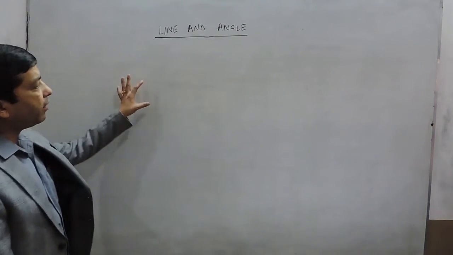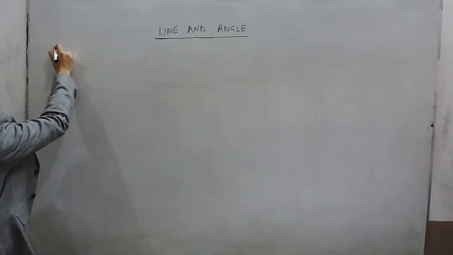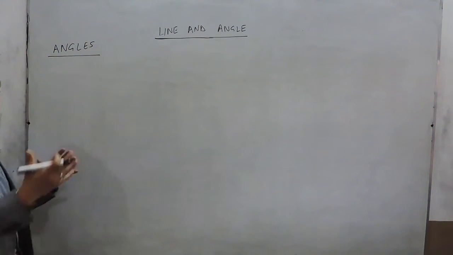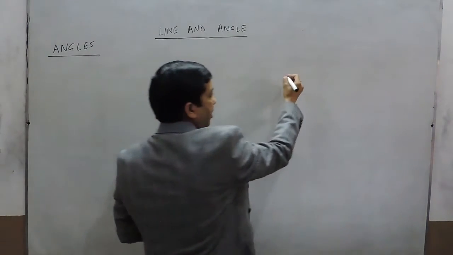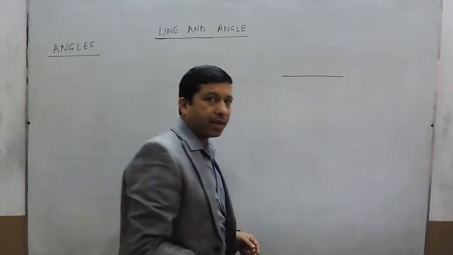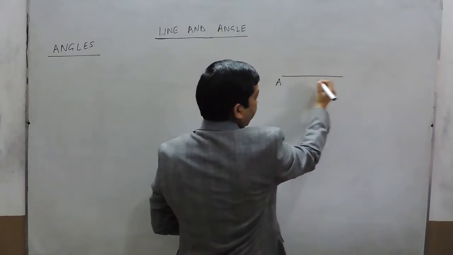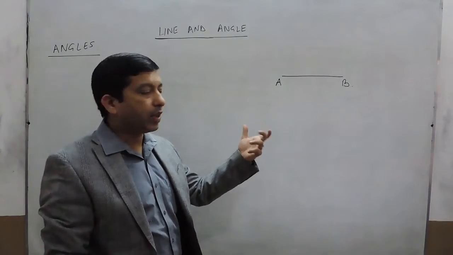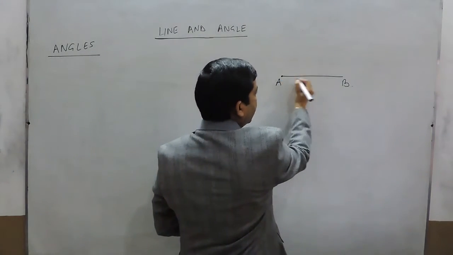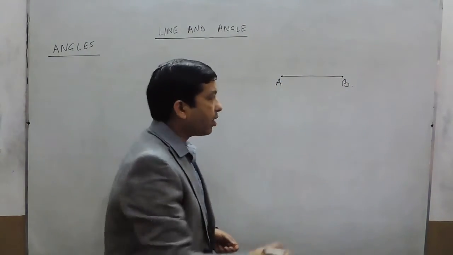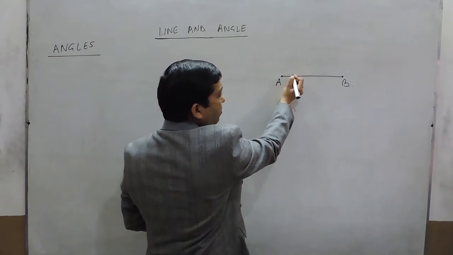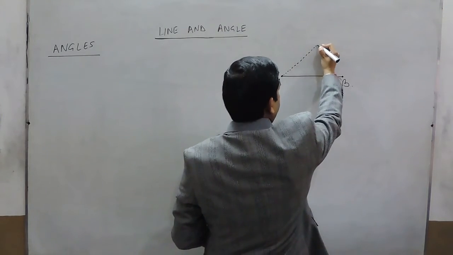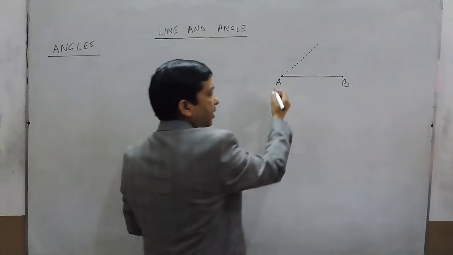Hello everyone. Today we are discussing only one thing, that is angles. When I say angles, there are various kinds of angles which are possible. If I make a line, we have to keep in mind that we always have to mark the line with alphabets. Suppose this is the line AB, and at point A I want to make some angle. So I can draw a line here which is intersecting with this.